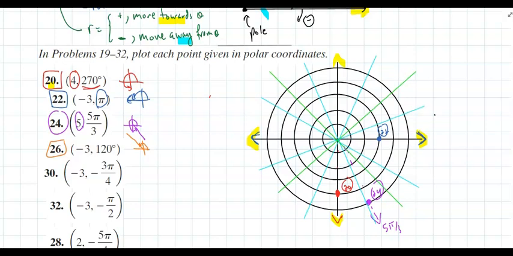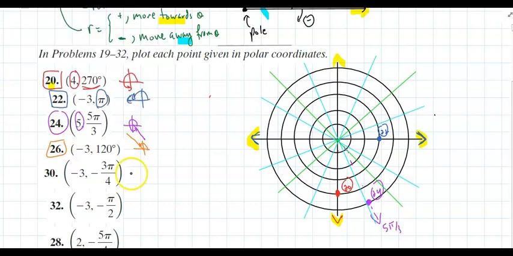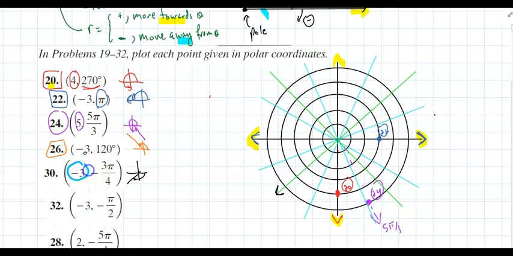Okay, I added those, the blue for the 30s and the green for the 45s. So let me continue on. We are looking at negative 3 pi over 4, which is right there. So basically now you're pointing in this direction. And since r is negative, you're going to move in the opposite direction 1, 2, 3 units, and you are right there.